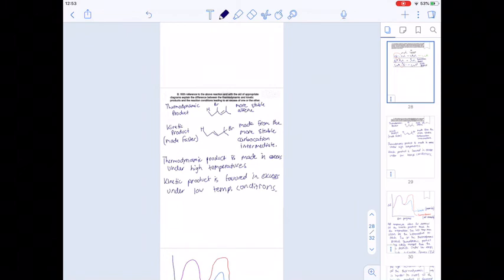Okie dokie. So that is the very long answer to part B. This is the second part, and this is the first part. So hopefully that makes sense. If you guys have any questions, as usual, let me know.